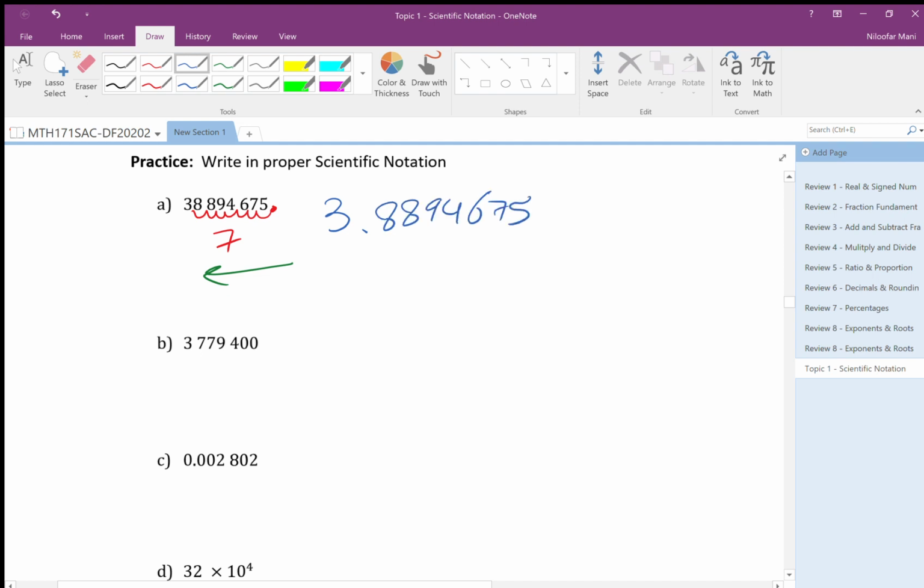So it is 3.889465 multiple 10 power. Yes. How many moves do I have? 7. Okay, so which direction? Left. So positive. So positive 7.